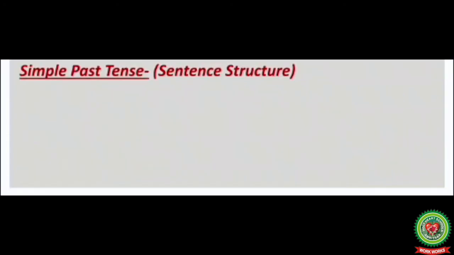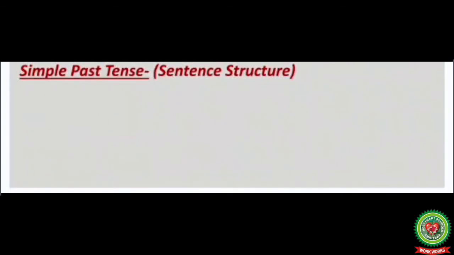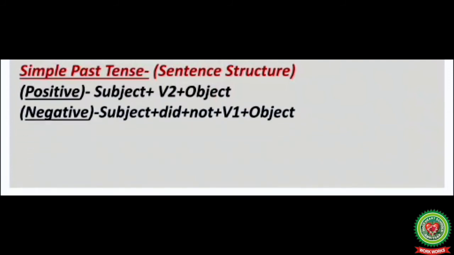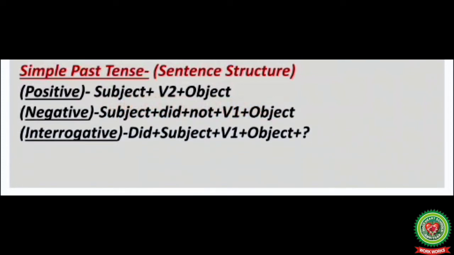Now students, come to the simple past tense. Let's quickly recapitulate the sentence structure. The sentence structure in the positive sentence is subject plus past form of the verb plus object. In negative sentence, it is subject plus did not plus present form of the verb plus object. In interrogative sentence, it is did plus subject plus present form of the verb plus object plus question mark.